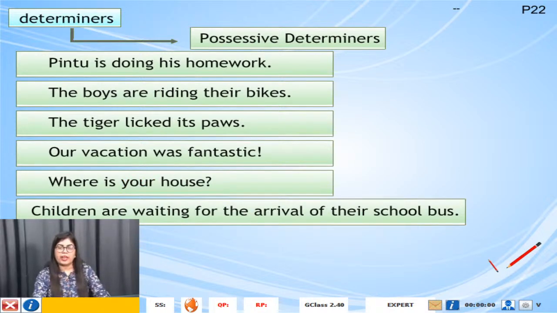Children are waiting for the arrival of their school bus. Okay, children are waiting for the arrival of their school bus. So whose is the word their? Yes, it is talking about the children, that the children were waiting for the arrival of their school bus. Okay, so they were waiting for the arrival of their school bus. So we have here their.